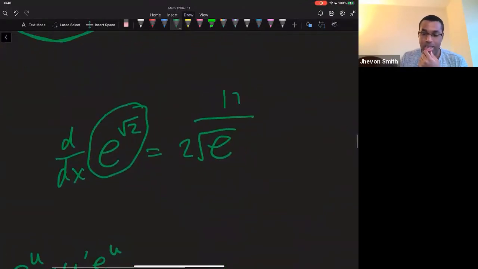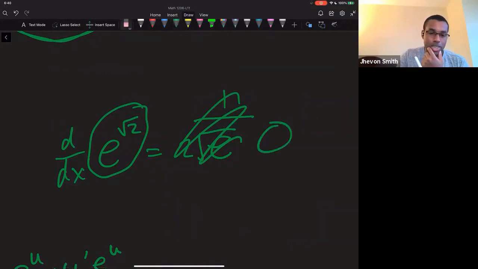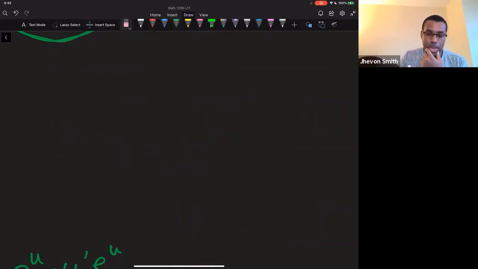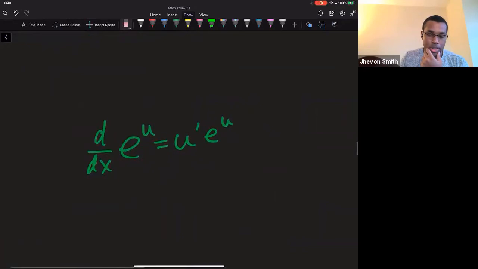Is it 0? It's just 0. The derivative of a constant is 0. It doesn't matter what the constant looks like. So you actually don't have to worry about the derivative of the first part at all because it's a constant.